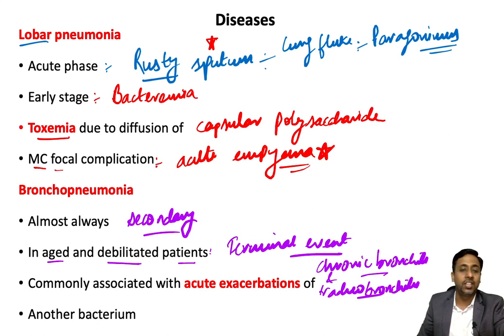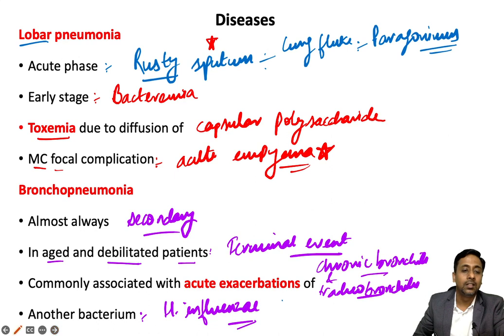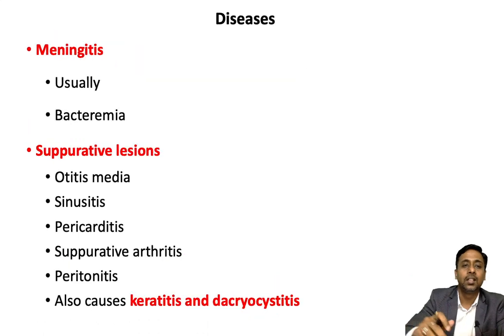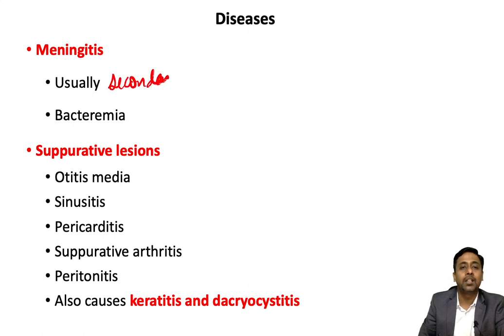And the similar thing is seen, I told you in the previous, I think in PYQ number 1, it is seen by which bacteria? Haemophilus influenzae. Okay, so remember this, acute exacerbation of COPD is seen in pneumococcal infection and Haemophilus influenzae infection. Okay, remember this. And then it causes meningitis, and as I told you, it is usually secondary, but primary may occur in case of skull base fracture.